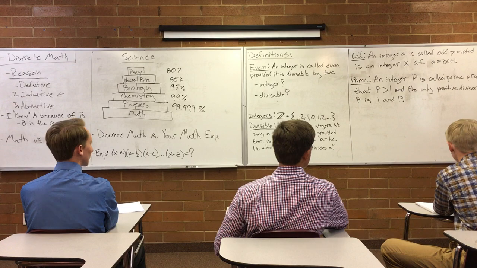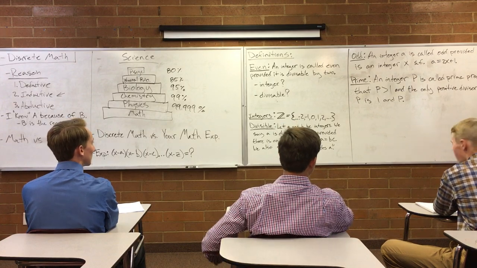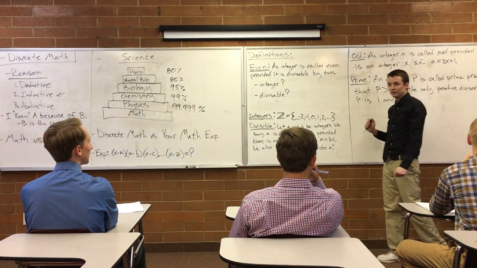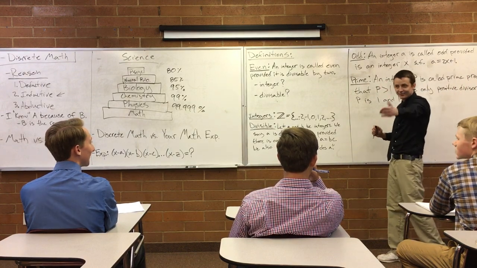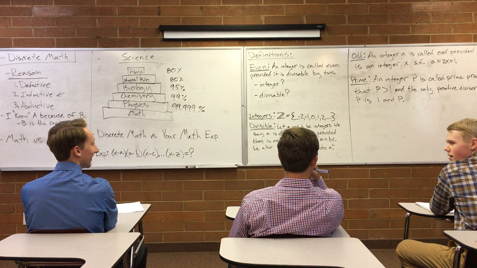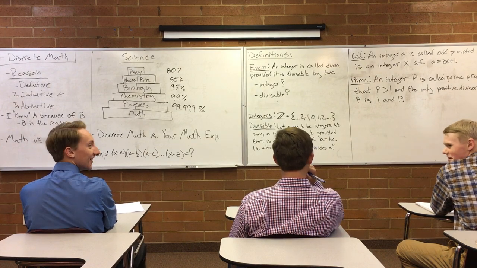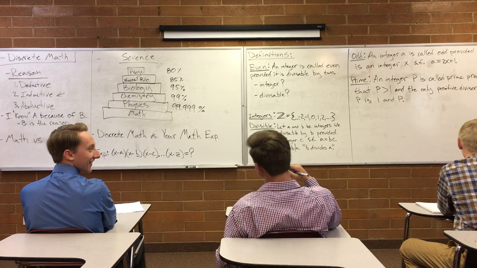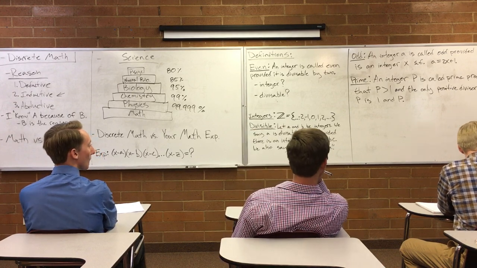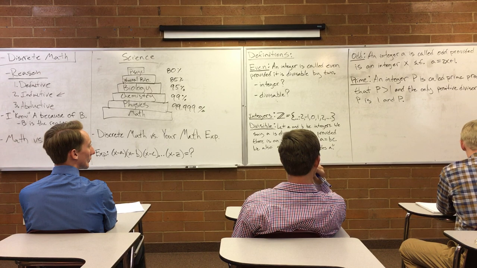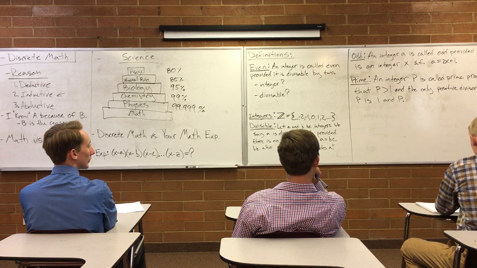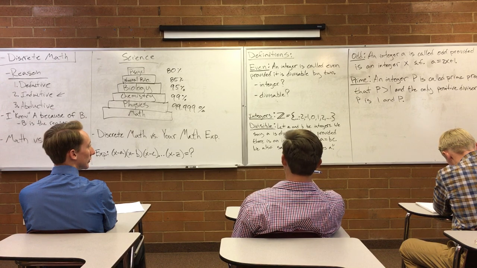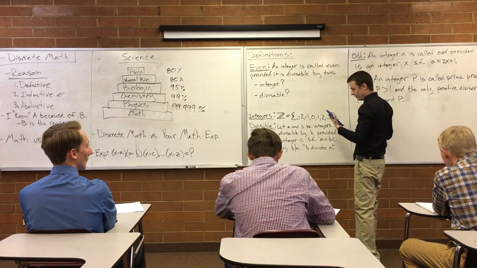So you know what prime numbers are? Yes. 2, 3, 5, 7. What comes after 7? Not 9. Composite comes next.